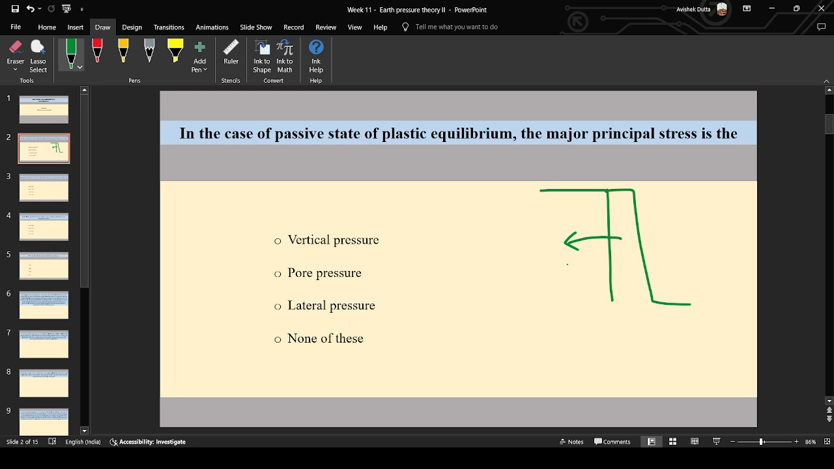In the case of active state, the wall moves away from the backfill for active pressure, and towards the backfill for the passive pressure. So in the case of passive pressure, it exerts a lateral pressure, which is the major principal stress. And in the case of active pressure, it moves away, and the vertical stress is the major principal stress. So here the question was for the passive state of plastic equilibrium. Here the major principal stress is the lateral pressure.